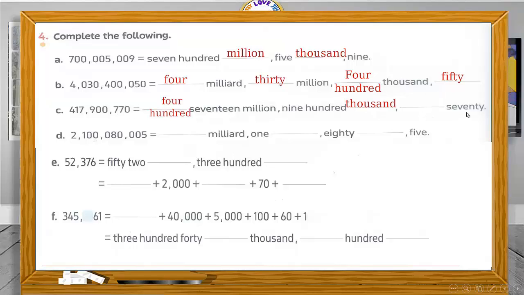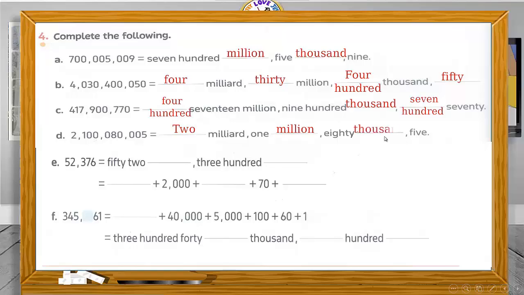770, we have 70, you should write 700. Next one, 2 million, because we have 4 periods. 2 million, write here word 2 or number 2 in word. 1 million, we have 1 and you should write million. Next place or next period we have 80,000.